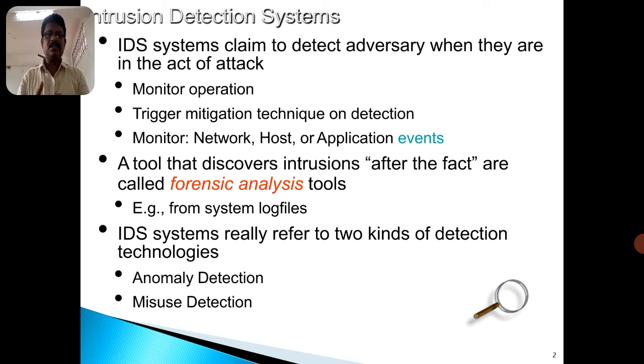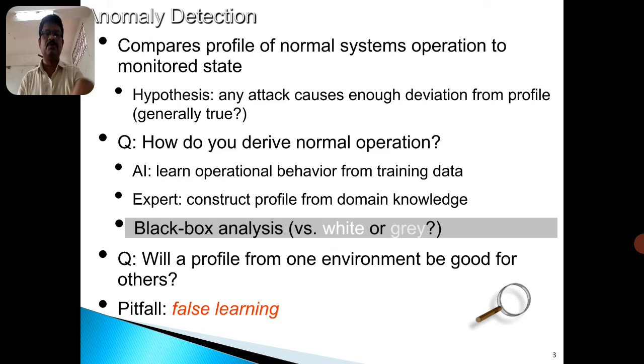So that's why the IDS, intrusion detection system, refers to two kinds of detection. One is anomaly detection and the other is misuse detection. Now we go for the detailed discussion of this. This intrusion detection system has some queries, and related to the queries, we have to take some answers.